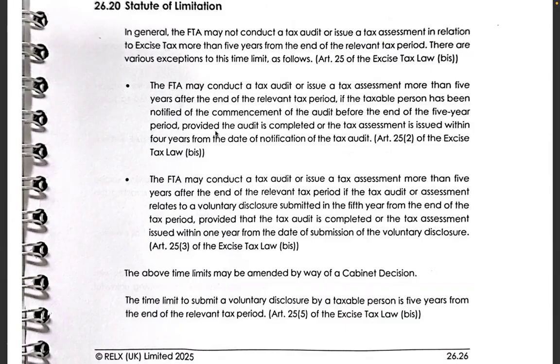if the taxable person has been notified of the commencement of an audit before the end of the 5 years period, provided the audit is completed or the tax assessment is issued within 4 years from the date of notification of the tax audit. So it can go beyond 5 years, the default period, if in the last year, or in any year for that matter, there has been a notification by the FTA that we will conduct your tax audit. From the date of that notification, the tax audit should culminate within the next 4 years.